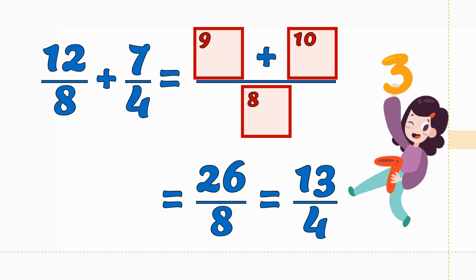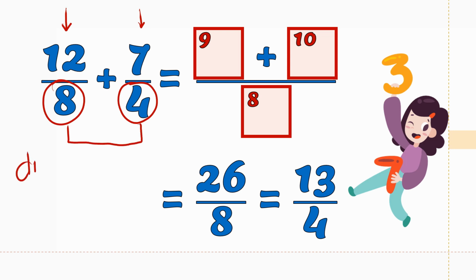Take a look at our fractions here. I have here 12 out of 8 and 7 out of 4. 8 yung denominator dito sa kabilang fraction and yung kabila naman ang denominator ay 4. Now, you will see here that we have dissimilar fractions. So, kapag dissimilar siya, meron tayong certain steps na susundin.